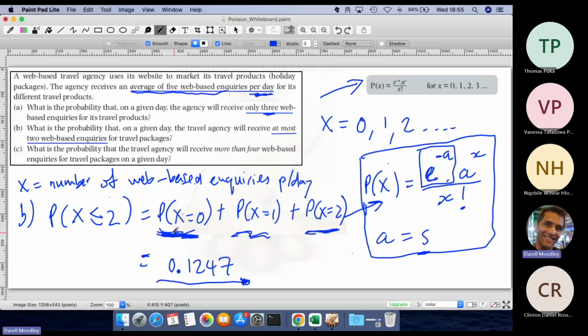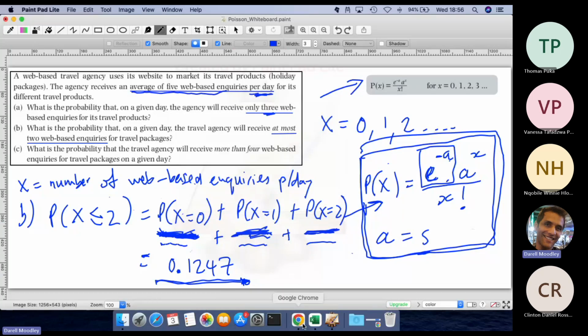You can work out each of them like how I showed you for question A. All you need to do is use this equation. Substitute 5 for A, and for X for this one, substitute 0. Get a value, write it down. Do the same for the next one: replace X with 1, write down the value. Then the third one, replace X with 2, write down the value. When you've got these 3 values, add them up, and it will give you a final answer of 0.1247. Okay?